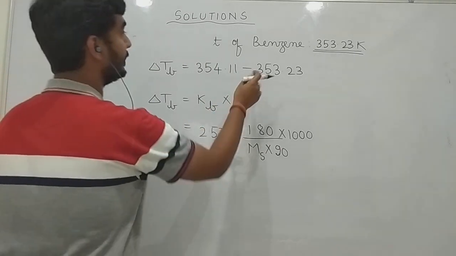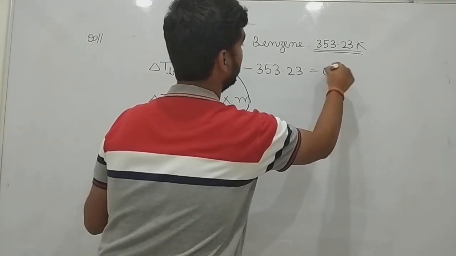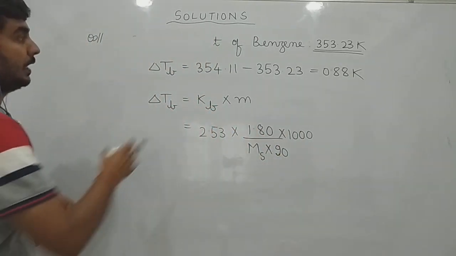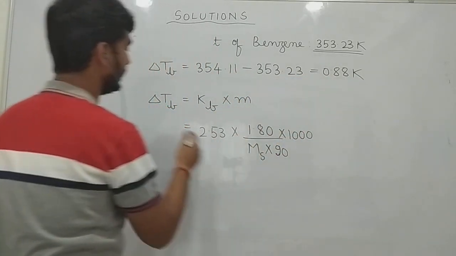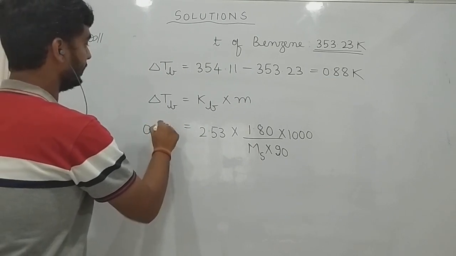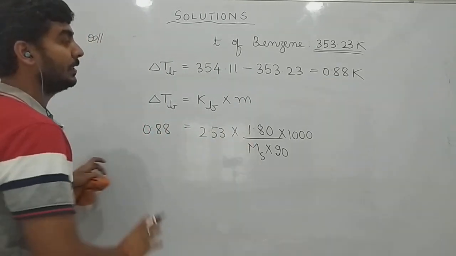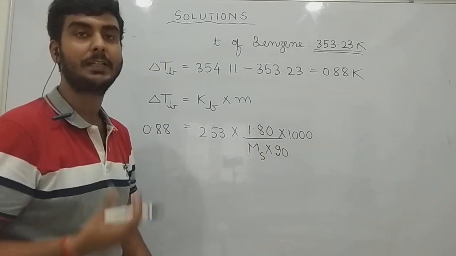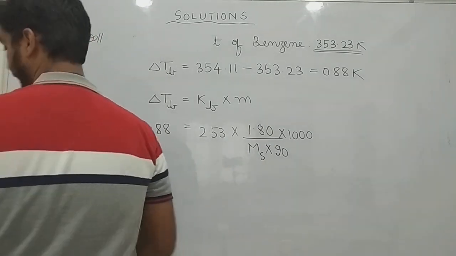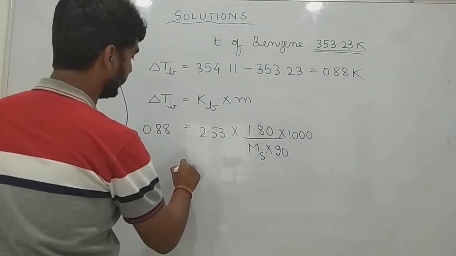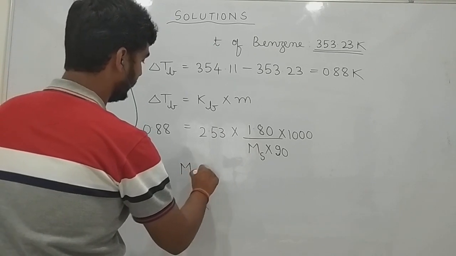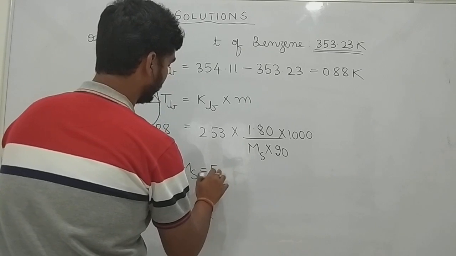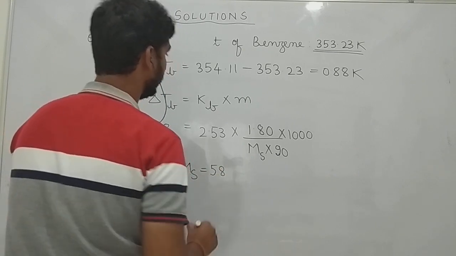And this delta TB comes out to be 0.88 Kelvin. ये delta TB कितना है? अगर आप इसको subtract करेंगे तो ये 0.88 आएगा. So 0.88 is equal to this thing. Now you have an equation in which everything is known except this ms. This is simple mathematical calculation. This ms, or the molecular mass of solute, kindly calculate for yourself. That will come out to be around 58.